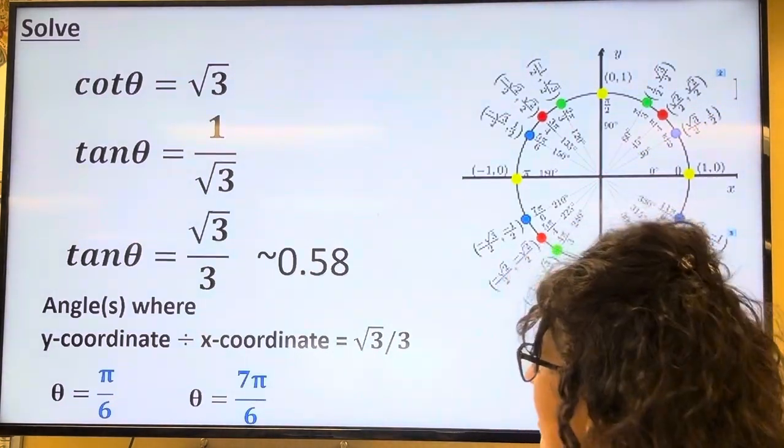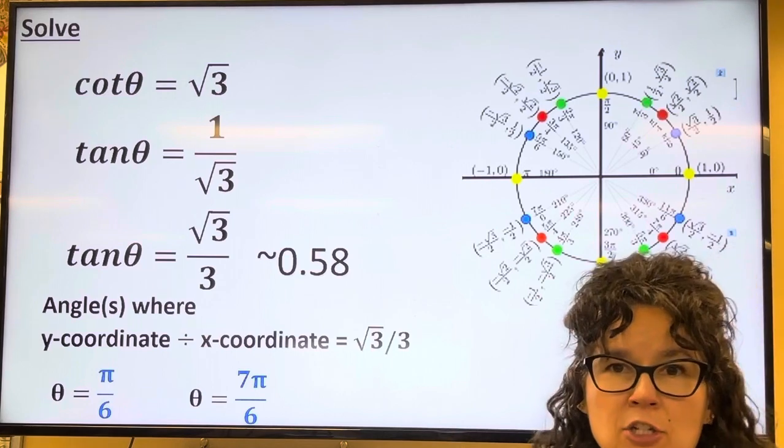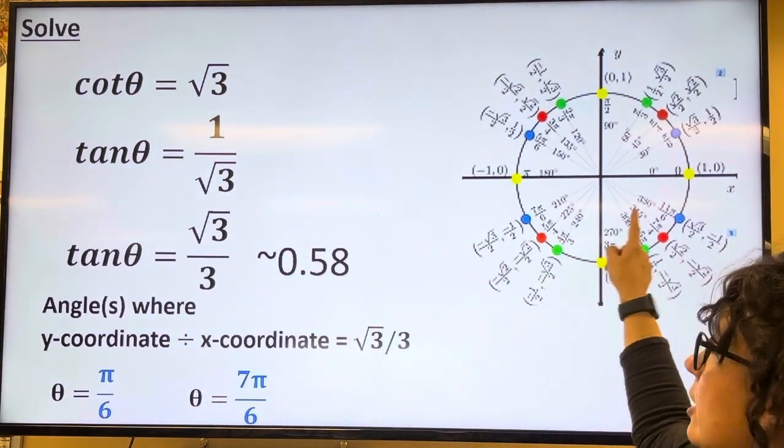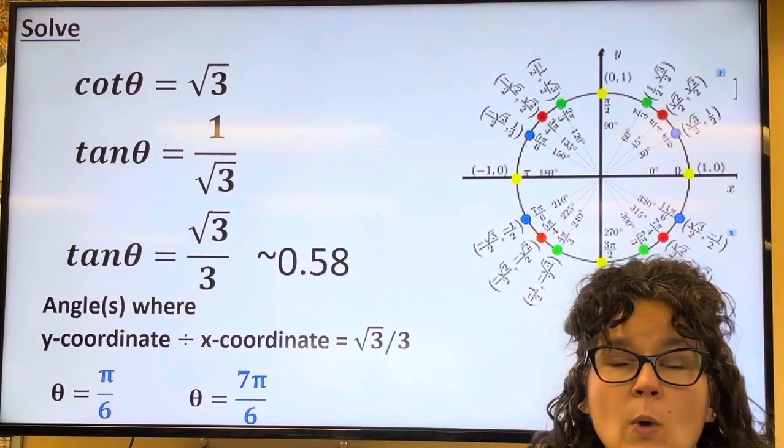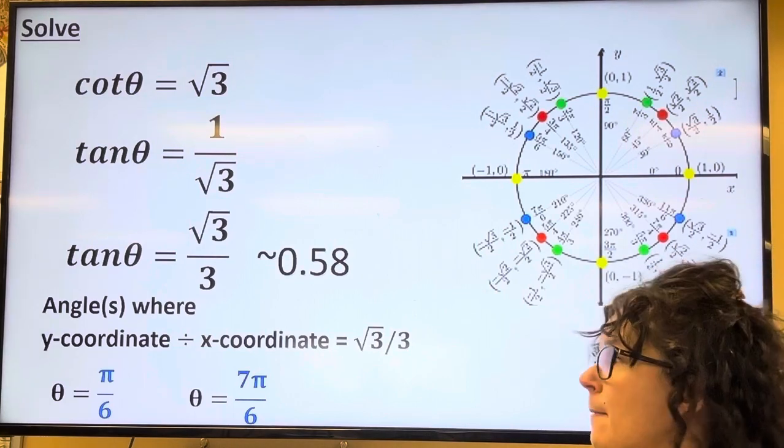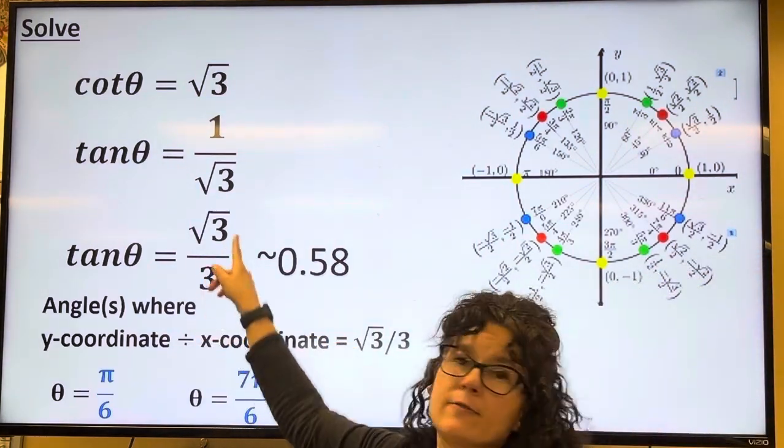So using the idea that tangent is slope is a little faster than going around your unit circle looking for where y divided by x equals this value right here.